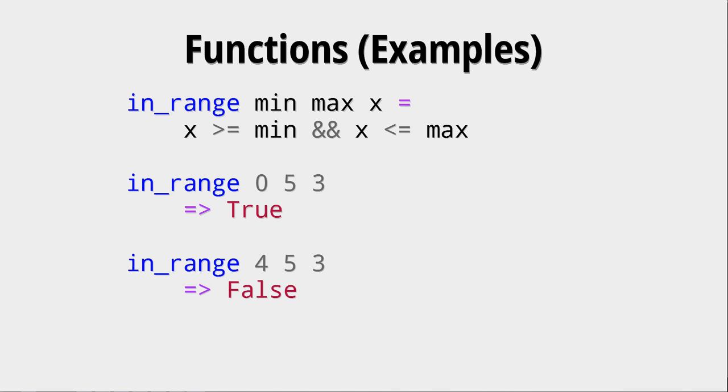So this whole thing, x is bigger or equal to min, and x is smaller or equal to max, is what our expression is. And here we can see some applications. inRange of 0.5 3 is of course true, and inRange of 4.5 3 is false.